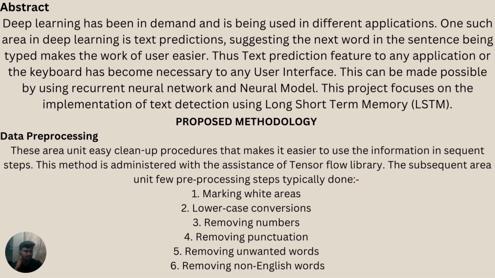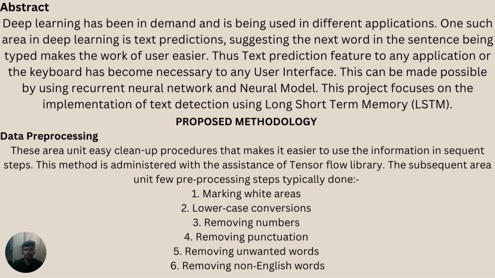Coming to the abstract part, deep learning has been in demand and is being used in different applications. One such area in deep learning is text prediction. Suggesting the next word in the sentence being typed makes the user's work easier. Thus, a text prediction feature on the keyboard has become necessary to any user interface. This can be made possible by using a recurrent neural network model. But this project focuses on the implementation of text prediction using long short-term memory, because mainly we are going to show how LSTM is more effective than the recurrent neural model.